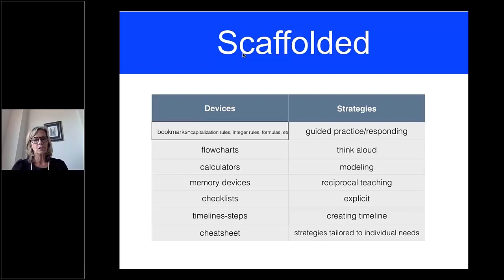Can we give them bookmarks with capitalization rules? Can they have that multiplication chart in front of them? Flow charts, calculators, memory devices, checklists, like little cheat sheets is what I would call those multiplications. I'm not going to have those learners step back and not be part of the process. And what instructional strategies? Would it be guided? Is it explicit instruction, think alouds? Am I modeling these activities for the learners?